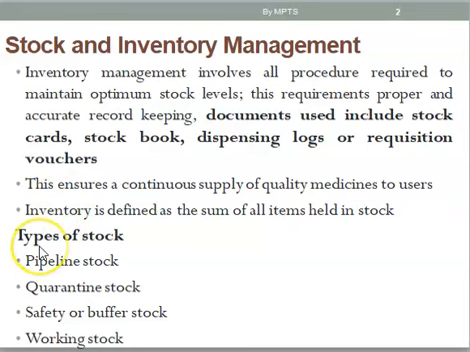Now, types of stock, we have pipeline stock. Of course, you know what pipeline stock is, which has been ordered but not yet received at the facility. Quarantine stock, the stock received but not yet released for storage. Safety or buffer stock, and you have working stock. Safety buffer stock is used to cater for increased need, use or consumption.